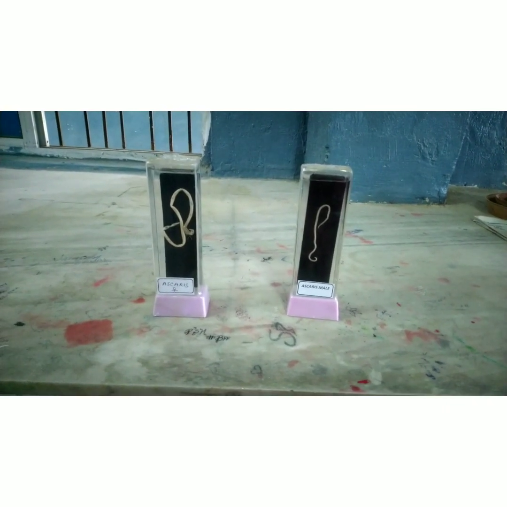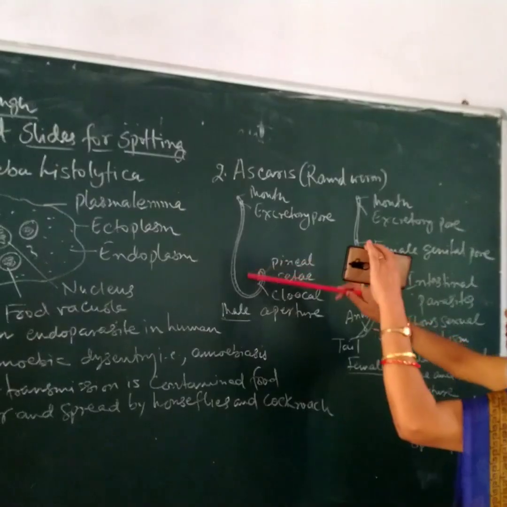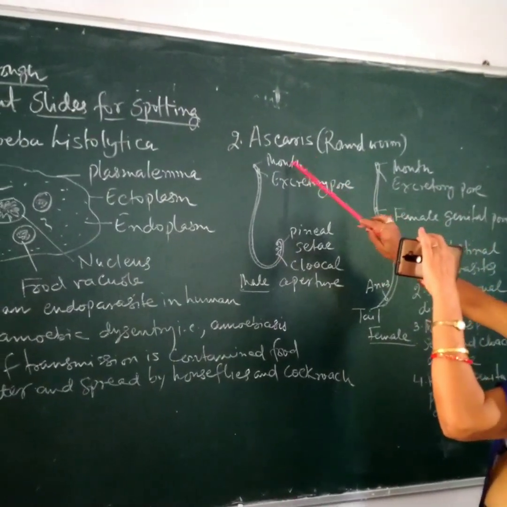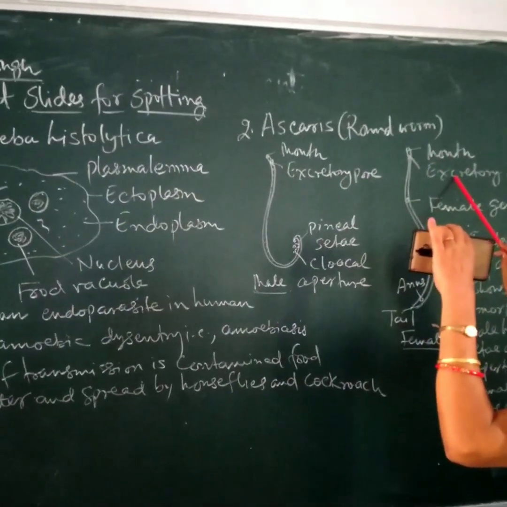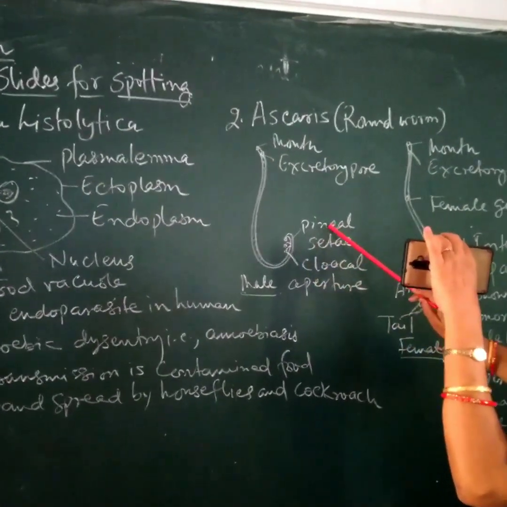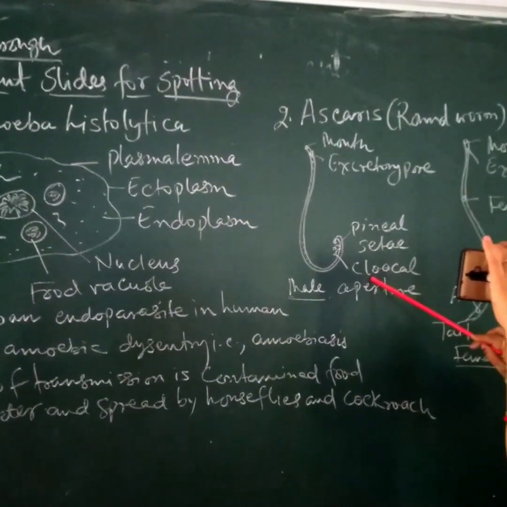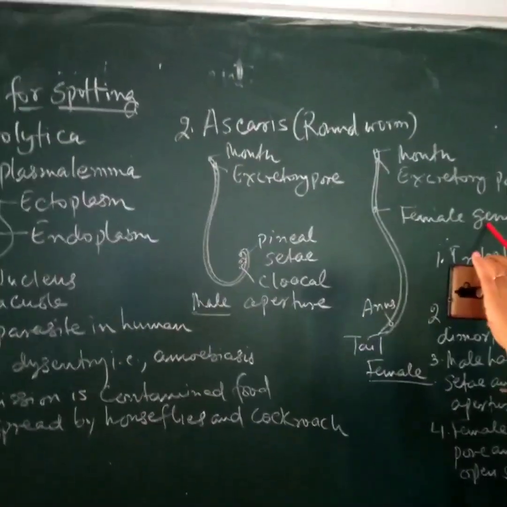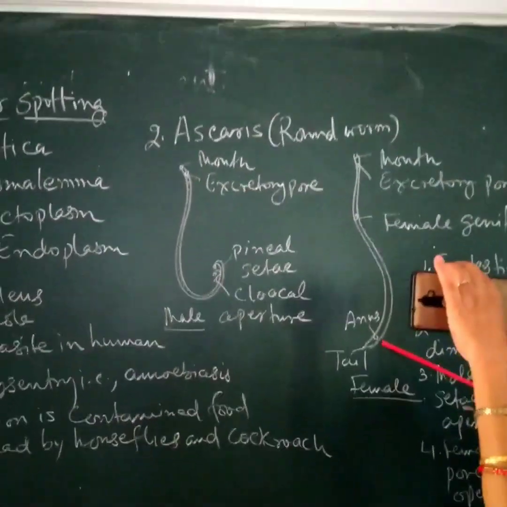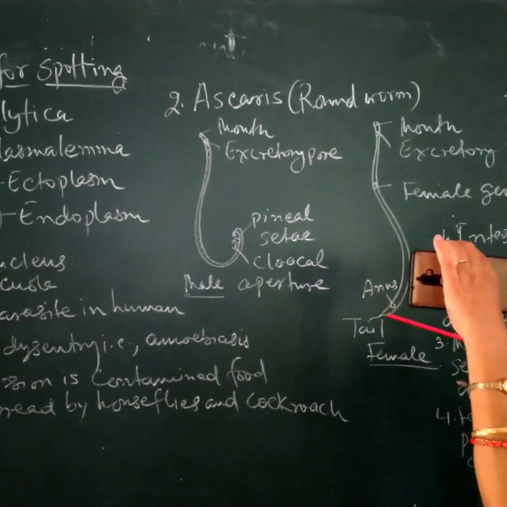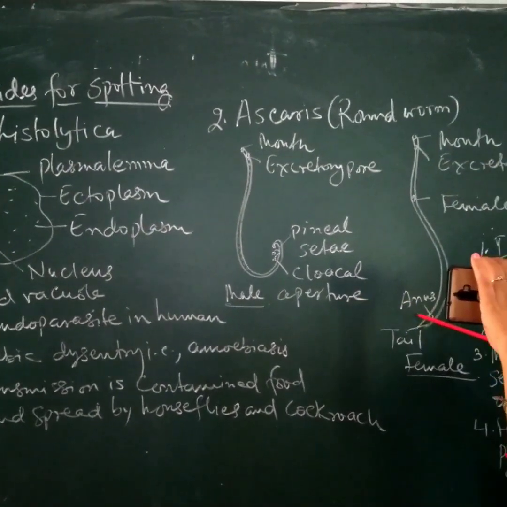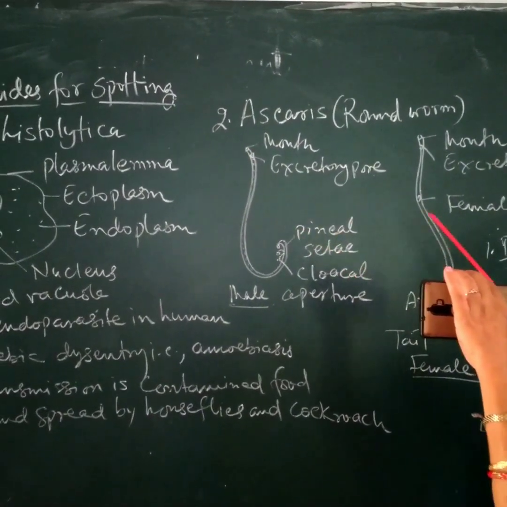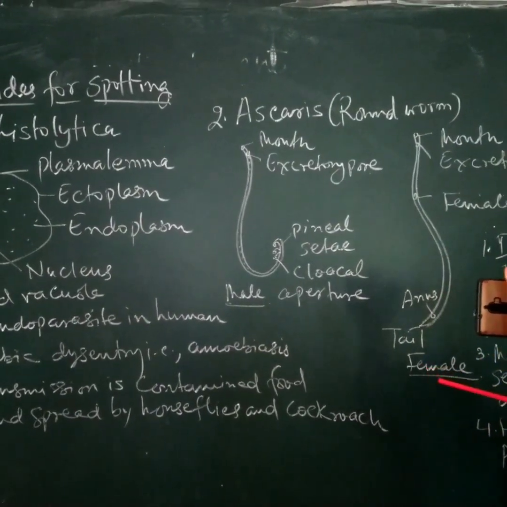Here this is a male and female Ascaris. The smaller one is the male, and this is the female, which is the larger one. They have a separate mouth and excretory pore, but the difference is that in the male the penial setae are present and there is a separate cloacal aperture. In the female, a separate female genital pore opens, and they have a separate anus. The cloacal aperture in the male is also meant for mating, along with the penial setae. So this is the male and female Ascaris.